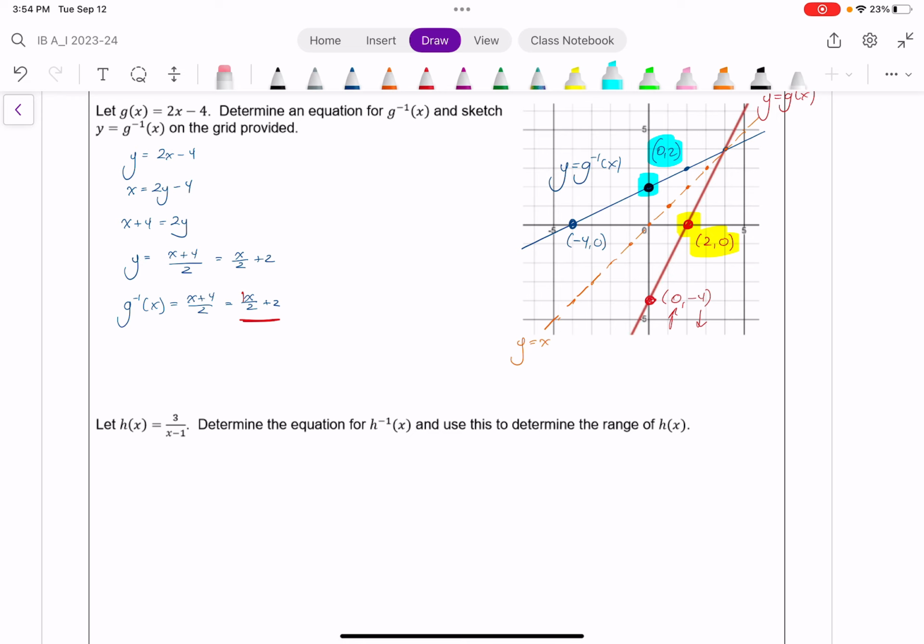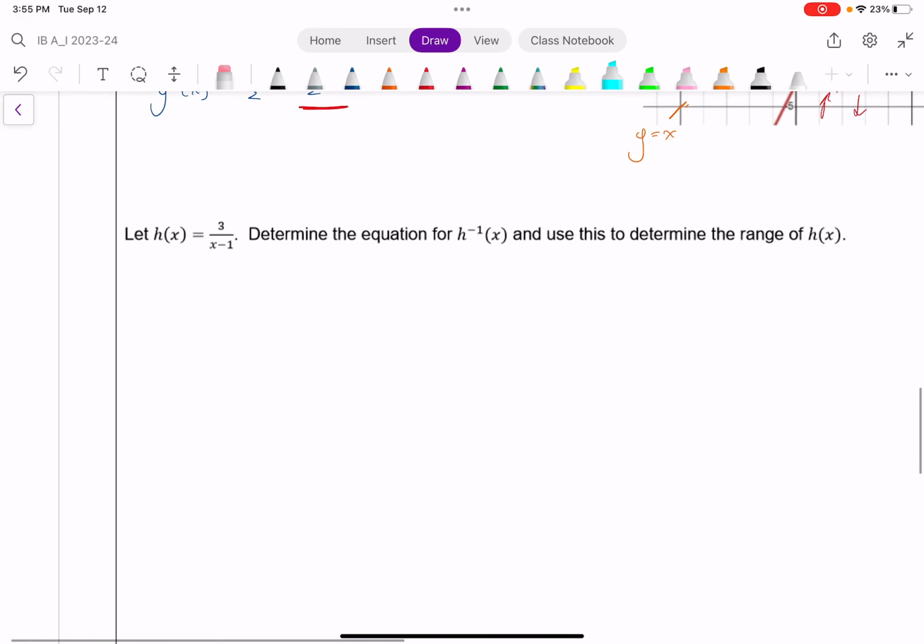One of the key ideas of inverses is that the domain and range of an inverse is swapped around from the regular function, or the other way around. If you know the domain and range of a function, you just swap those around, and that's the domain and range of your inverse. So how can I use that for this? I have h of x being 3 over (x minus 1). I want to find the equation for the inverse, and then eventually I'll use that to find the range of h. A lot of things to think about. Let's do this one step at a time.